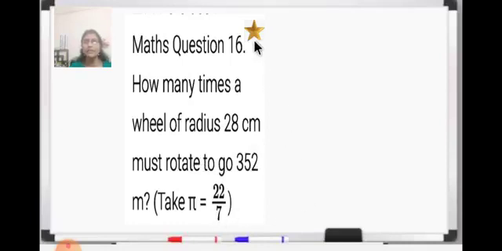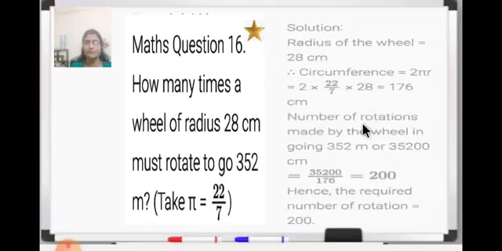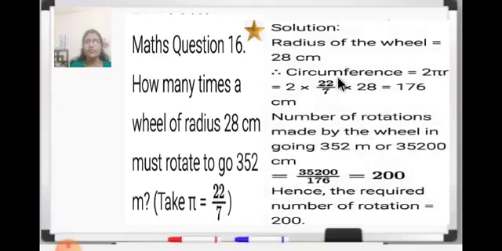You can see here this is marked star, so all the questions which are marked star are important. Now first we'll write what is given in the question. Radius of the wheel is equal to 28 centimeter. Then, as you have to find out how many times a wheel must rotate, rotate means move, so we have to find out the circumference.